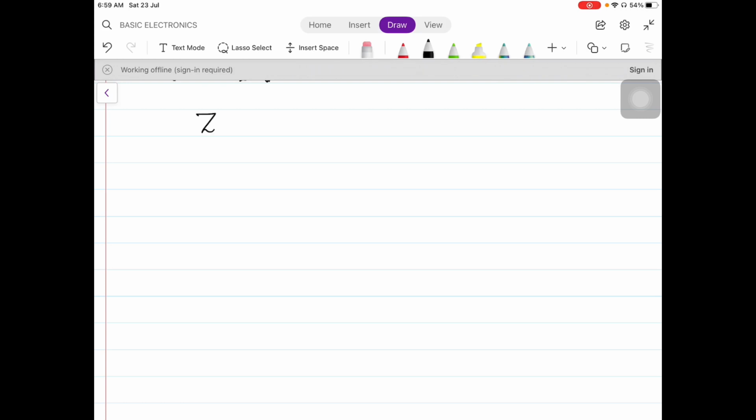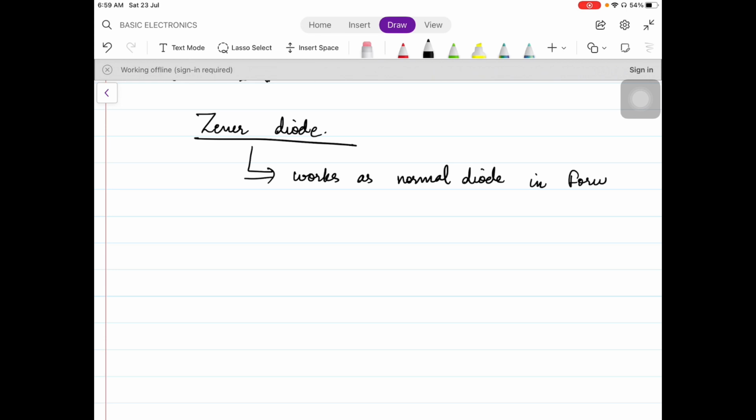So, the Zener diode works as a normal PN diode in the forward bias region, as a normal diode in forward bias region. But it is mainly designed to work in the breakdown region. Very, very important thing.